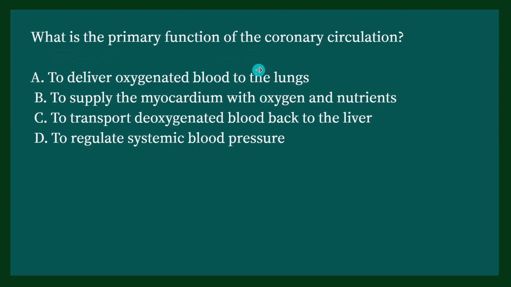Next question. What is the primary function of the coronary circulation? How is that different than the other two types of circulation, pulmonary or systemic? A, to deliver oxygenated blood to the lungs. That would be pulmonary. B, to supply the myocardium with oxygen and nutrients. That makes sense. Myocardium is the muscle fiber of the heart.